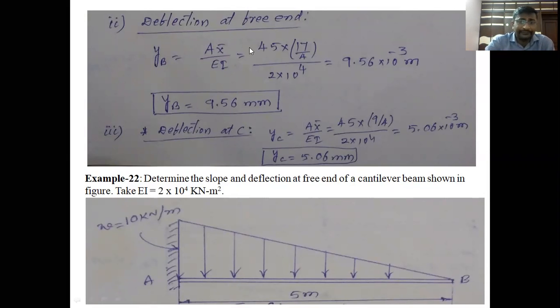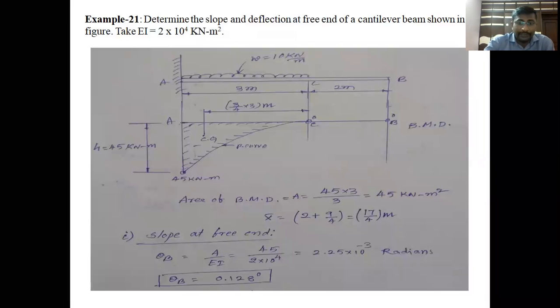Here the area is 45, isn't it? X bar is 17 by 4. Already we calculated the X bar from B. X bar from B is 2 plus 9 by 4, which is 17 by 4 meters, the center of gravity distance from the end point. If you want to find the deflection at point C, you have to take only the 9 by 4 meters as X bar.